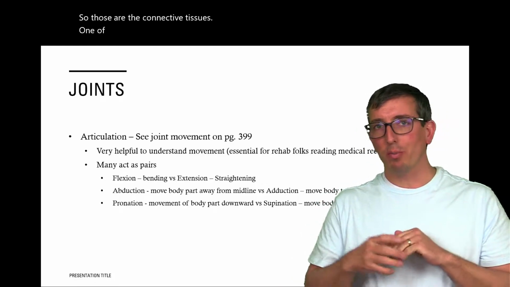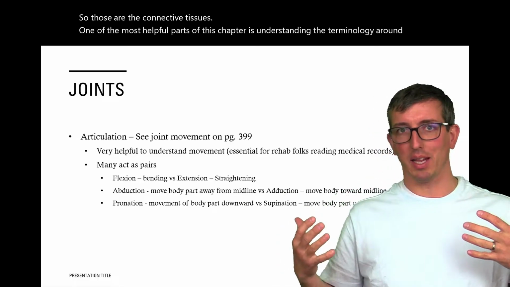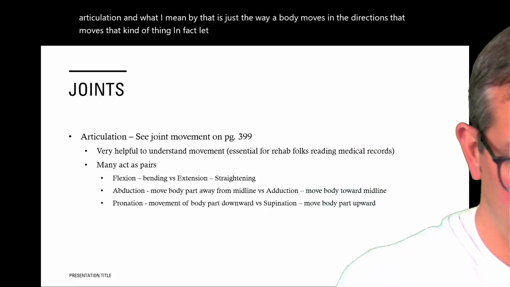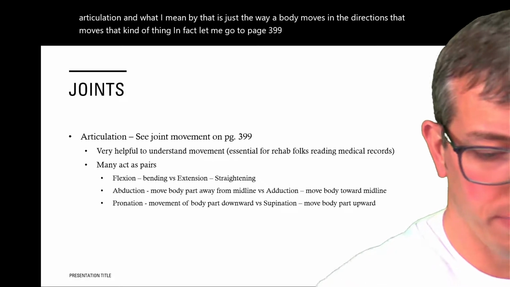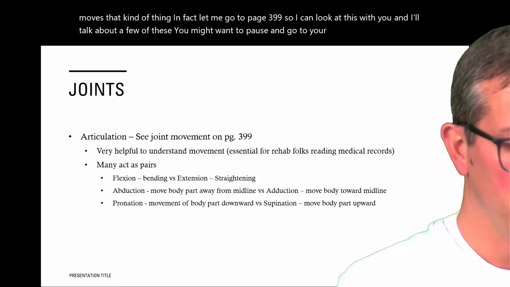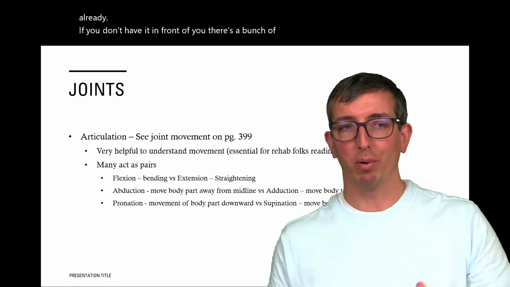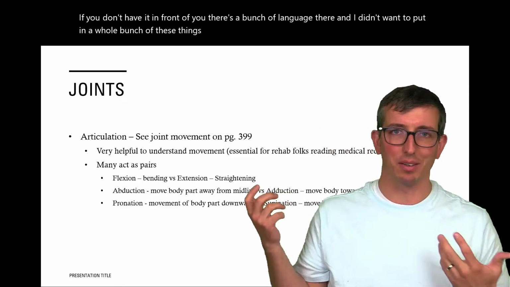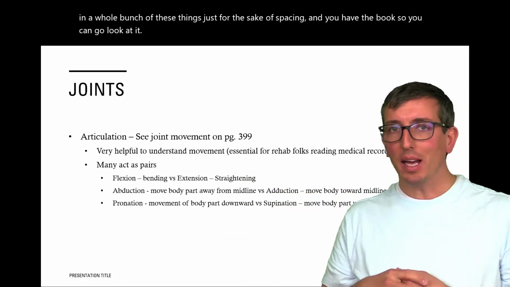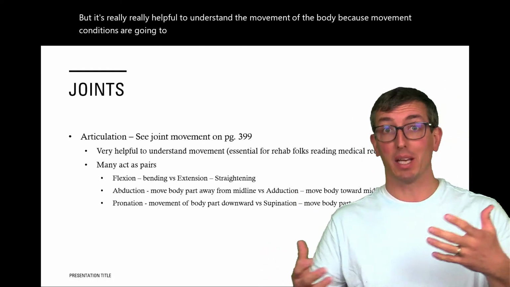One of the most helpful parts of this chapter is understanding the terminology around articulation, which is just the way a body moves and the directions it moves. In fact, let me go to page 399 so I can look at this with you and talk about a few of these. You might want to pause and go to your book if you don't have it in front of you. There's a bunch of language there, and I didn't want to put in a whole bunch of these things just for the sake of spacing, and you have the book so you can look at it. It's really helpful to understand the movement of the body, because movement conditions are going to be a big part of being able to read medical records.